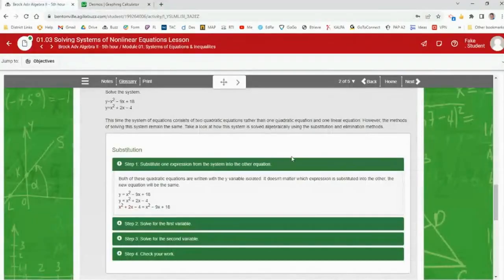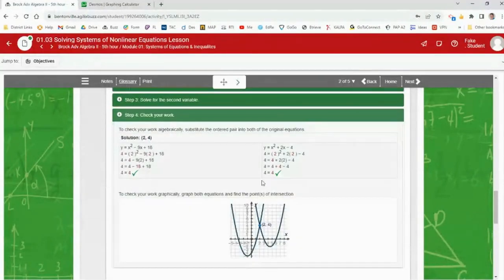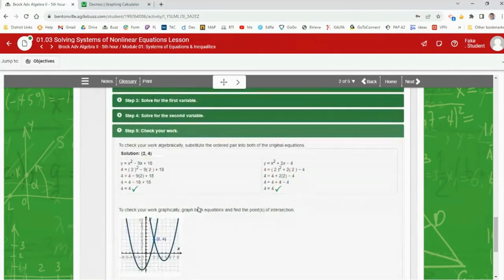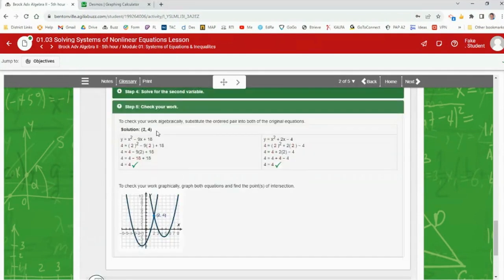All right, see what they got? 2, 4. They get the same answer. Solution 2, 4 right there, and that was by substitution. They should have the same answer down here for elimination. Yep, 2, 4.